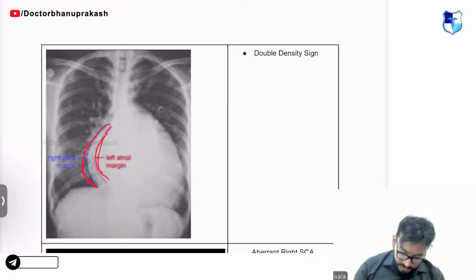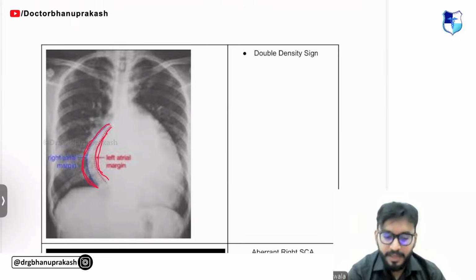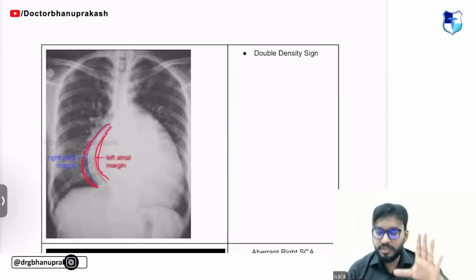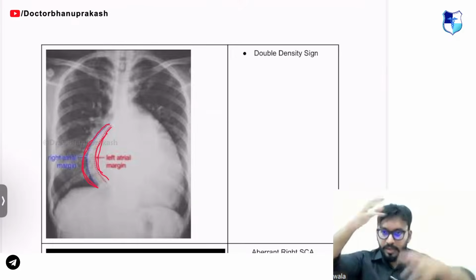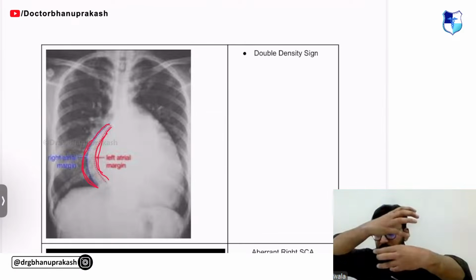I already told you the answer, guys. It is in the picture. Which chamber is enlarged in mitral stenosis? Guys, very easy concept. Mitral stenosis means what? Look at this. Look at me. This is the mitral valve. This is the left atrium. This is the left ventricle. And between them is a mitral valve.